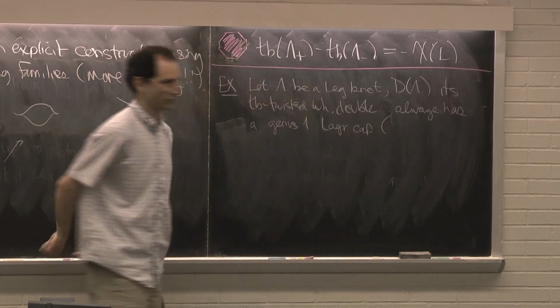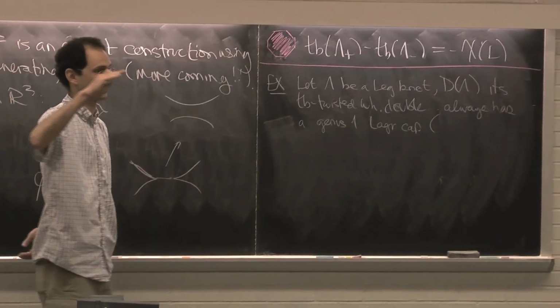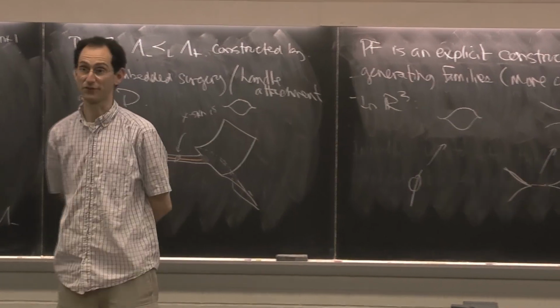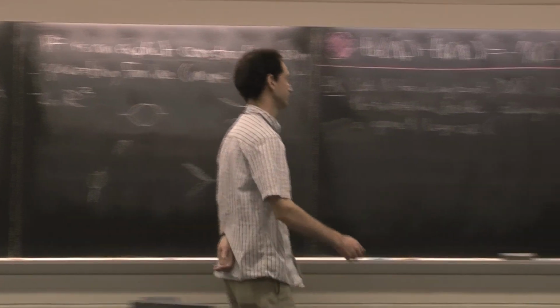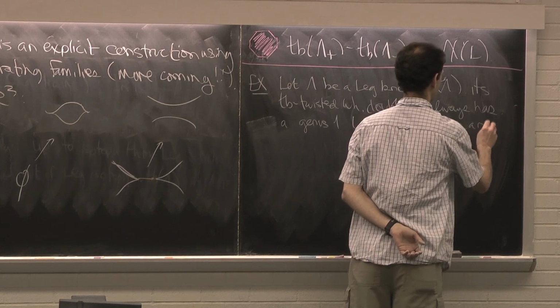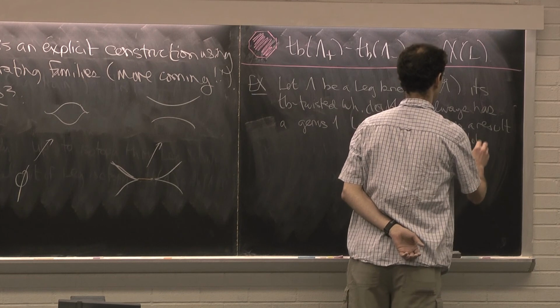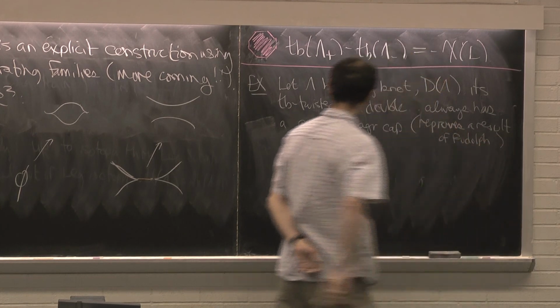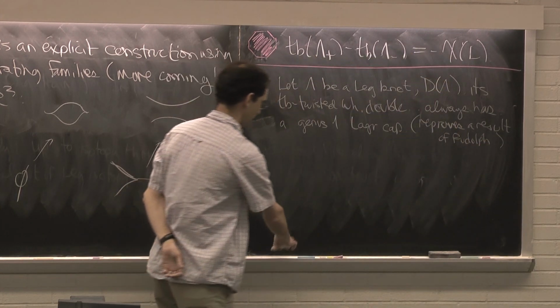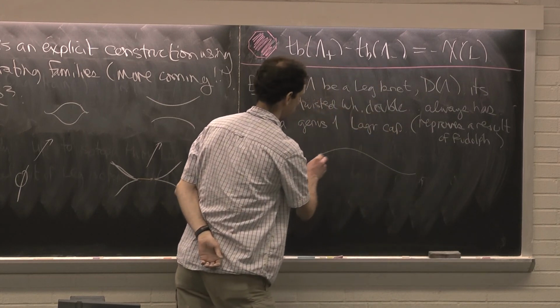By the way, this reproves an old result of Rudolph, that as long as you're below the max TB, the Whitehead double will not be sliced. Okay, so how do we see this? All right, here's our Legendrian knot.